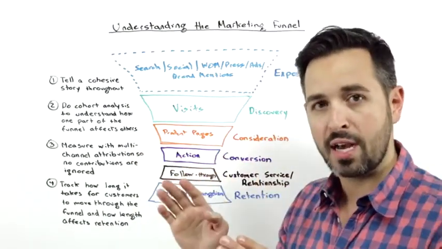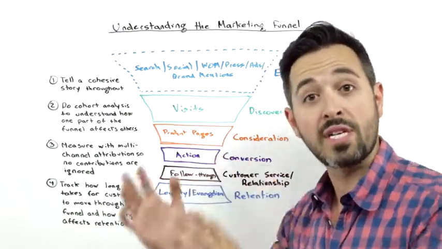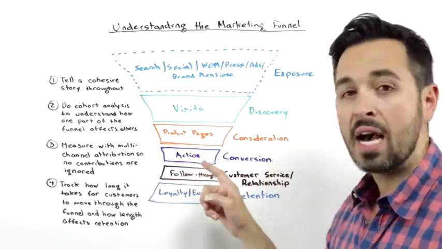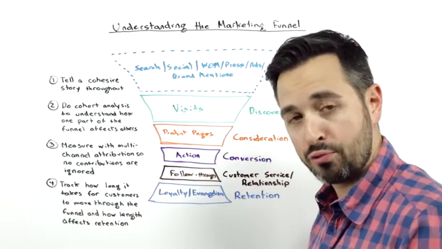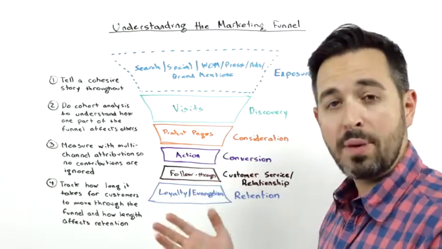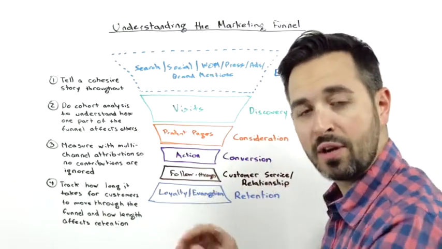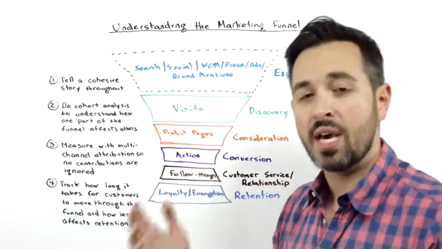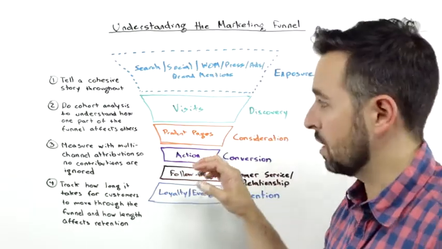Number two, you want to do cohort analysis. What I mean by cohort analysis is essentially branching off and looking at people who came during different time frames, who came through different channels to the site, and understand how that affects their flow through the funnel. So it could be, for example, that people who come via search tend to get further down the funnel in that visit than people who come via social. And that's okay. That doesn't mean social is a bad channel, but we should be able to understand those things.